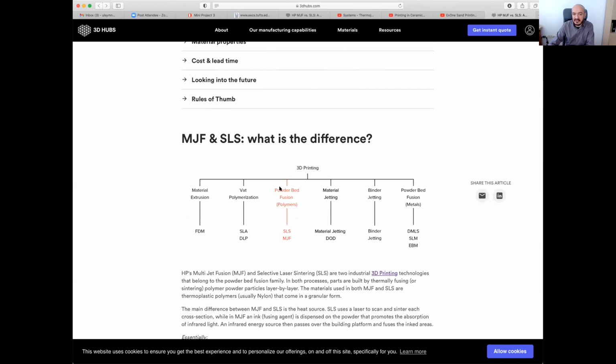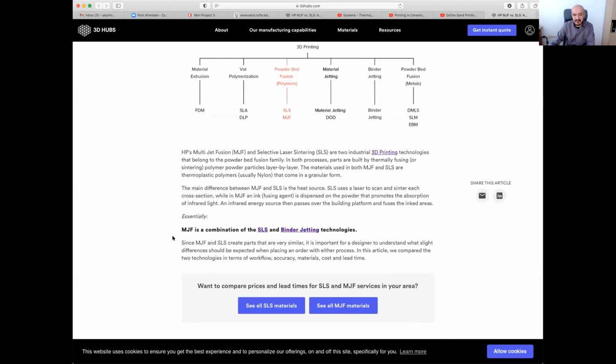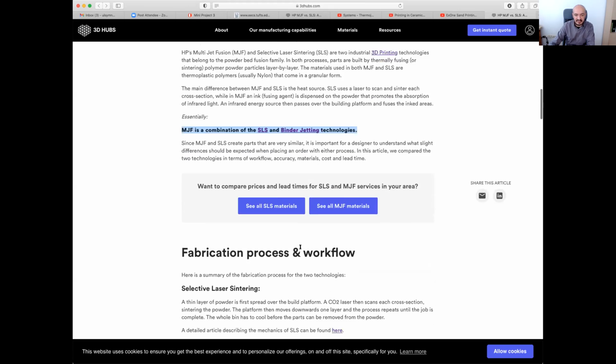Basically, it's again a powder bed fusion system. It's again using a powder bed, but not a laser, and somewhat similar to binder jetting technologies. So we can say that it's a combination of selective laser sintering and binder jetting process.